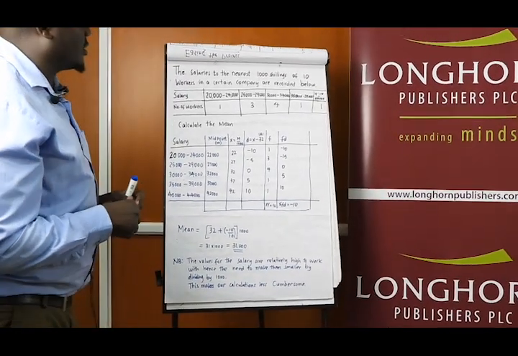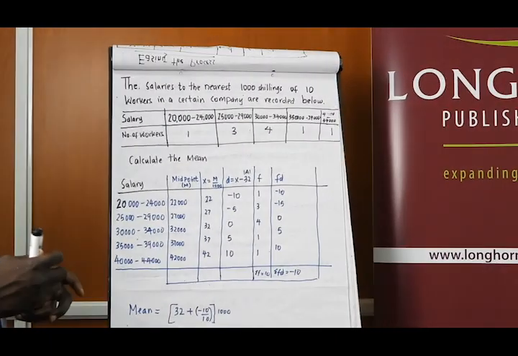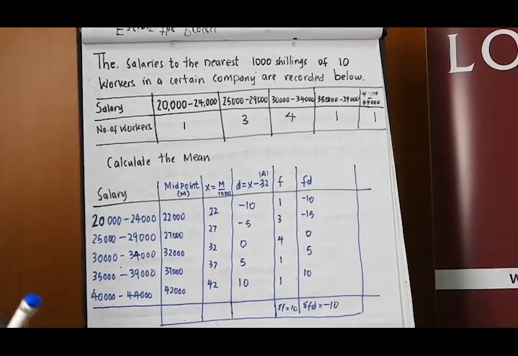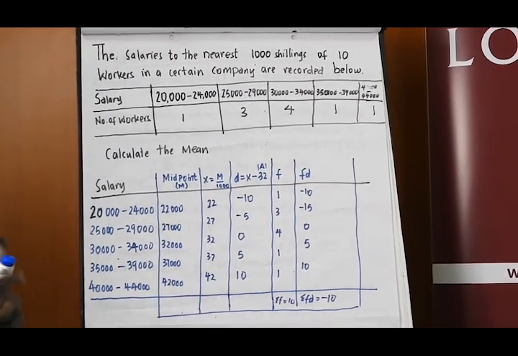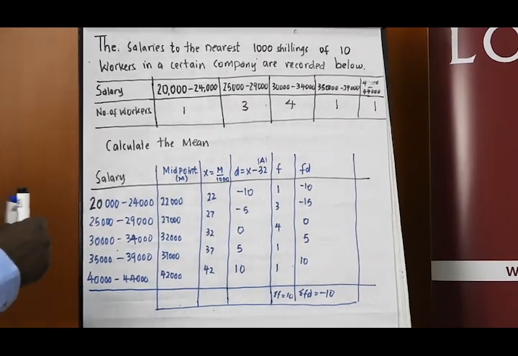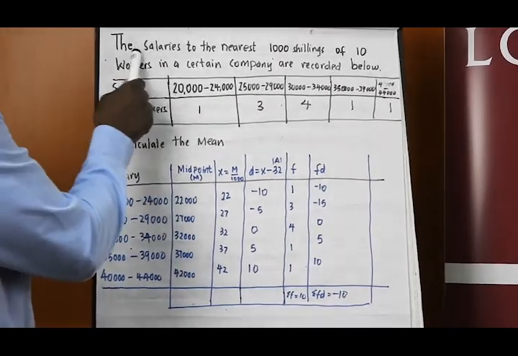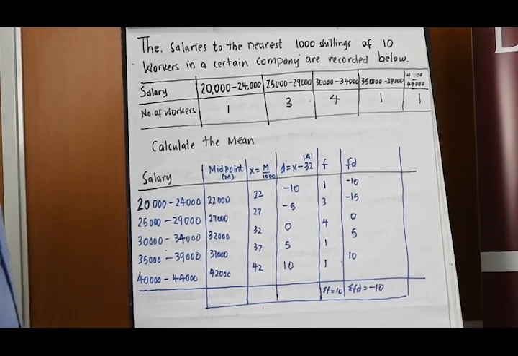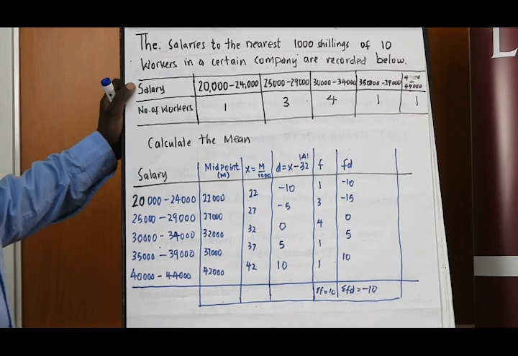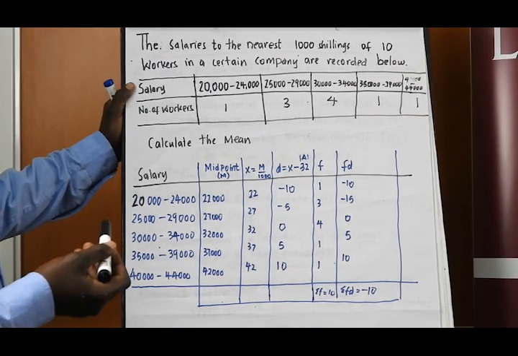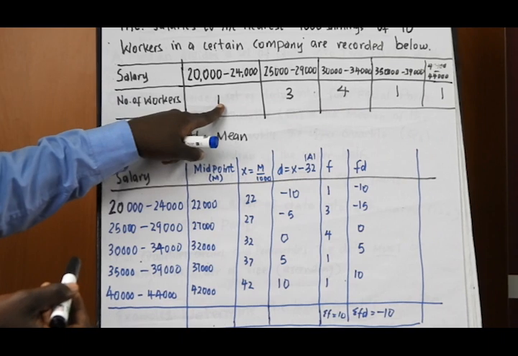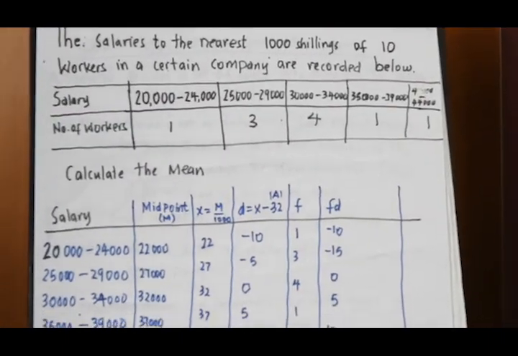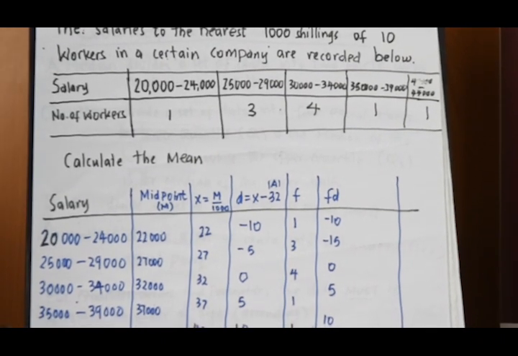A second process of making our working easier, if you have large numbers, for example, populations of countries, if you're told to get the population of Africa, those are millions and millions of people. I've given a small example of salaries. For example, the salaries to the nearest 1,000 shillings of 10 workers in a certain company are recorded below. Between 20 to 24,000 shillings per month, we have one worker. Between 25 to 29,000, we have 3 workers. Between 30,000 to 34,000 shillings, we have 4 workers.